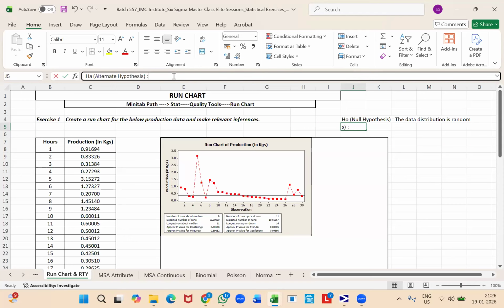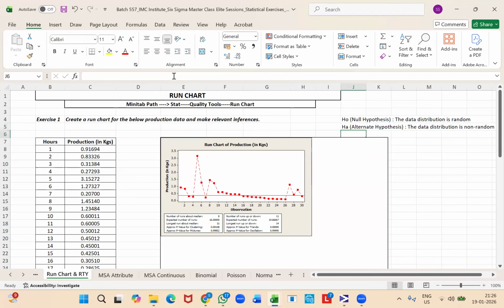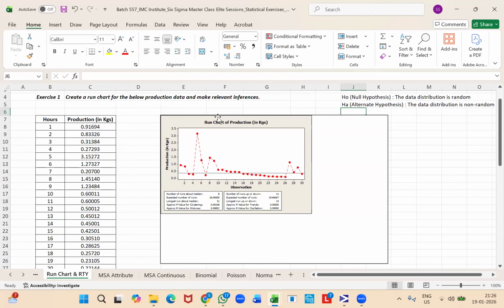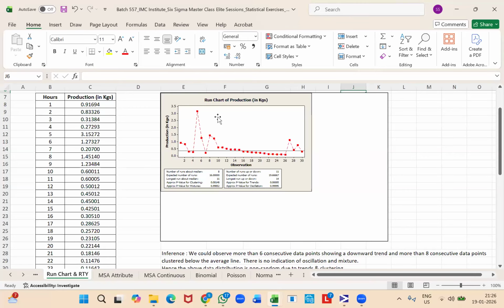And the alternate hypothesis will be the data distribution is non-random due to any of the four non-random characteristics, right? So that's why p-value less than 0.05 for any of the four non-random characteristics, we would infer that the data distribution is non-random due to that specific non-random characteristic. Fine. So now you can always correlate all these hypothesis statements with the exercises that we solved earlier.